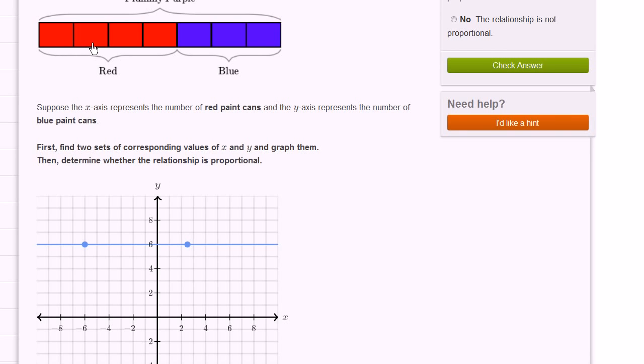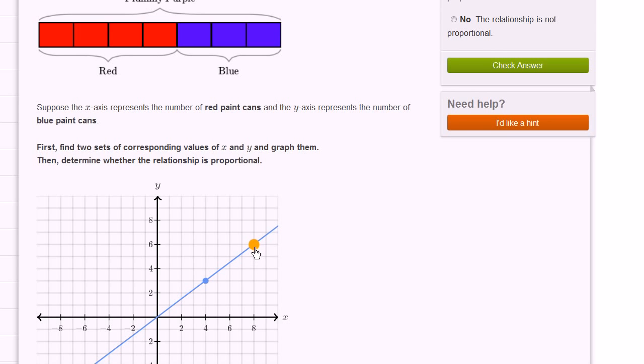So we know if we have 4 parts red, we need 3 parts blue. So let me graph that. So if we have 4 parts red, that's that axis, we're going to have 3 parts blue. And what if we had 8 parts red? If we had 8 parts red, well, that's 2 groups of 4. Then we're going to need 2 groups of 3 for the blue.